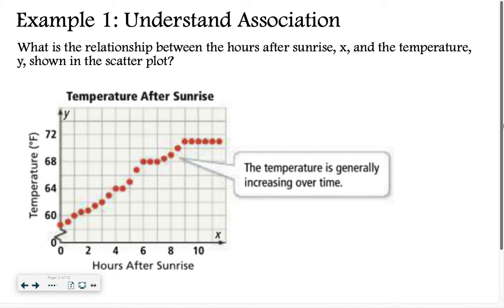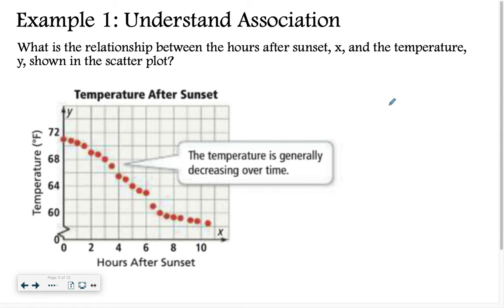So this first graph we're looking at talks about the temperature after sunrise. Our x value tells us how many hours since sunrise, and our y value tells us the temperature outside in degrees Fahrenheit. As you can see, as time is increasing, as we go from left to right, our x value is increasing, 2, 4, 6, 8, 10, going up. As our x value increases, our y value is also going up. We started below 60 degrees and we're ending up in the 70s. So our y value also increased. So when both your x and y values increase, that is called a positive association.